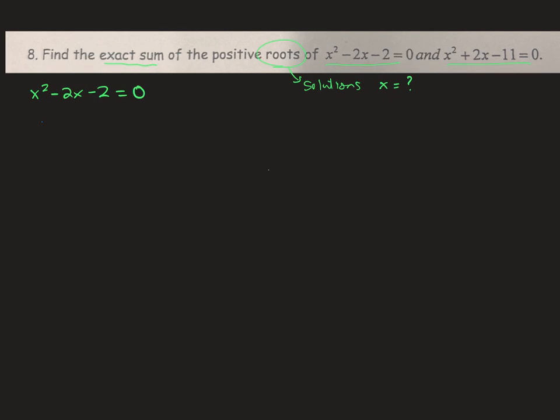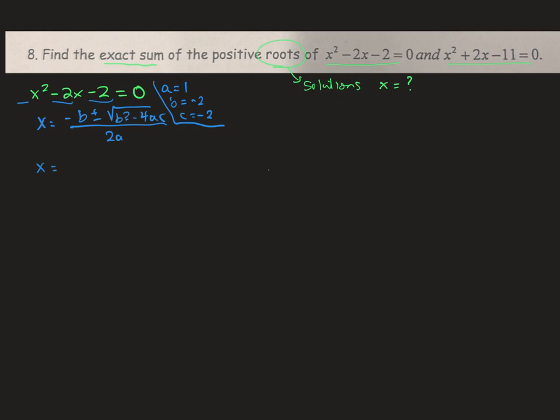So the quadratic formula is x equals -b plus or minus the root of b squared minus 4ac, all over top of 2a, where a would equal the coefficient of x squared, so a is 1. B would be the coefficient of x, so -2. And c would be the constant term, which is -2 as well. All right, so we are going to sub that in and get an expression for our roots.